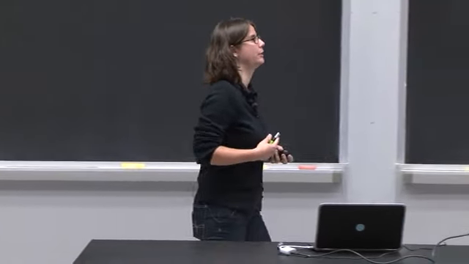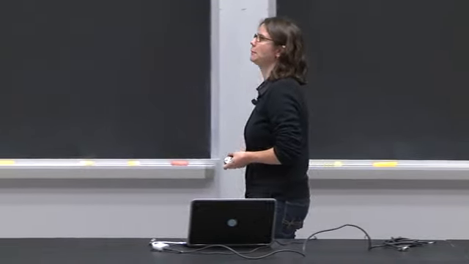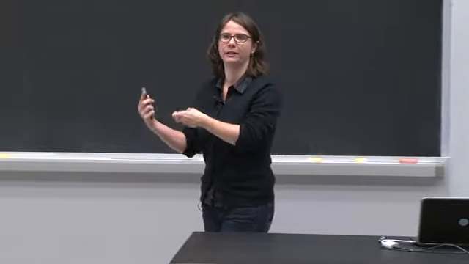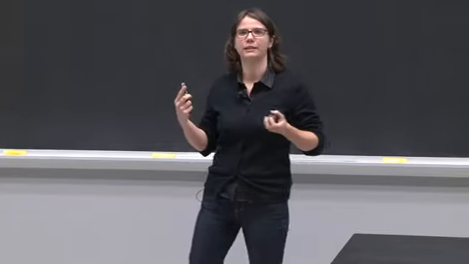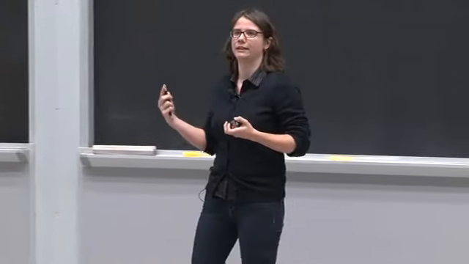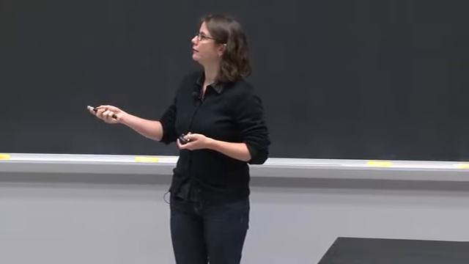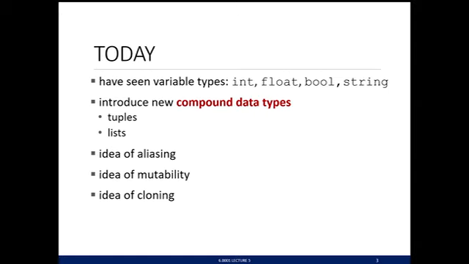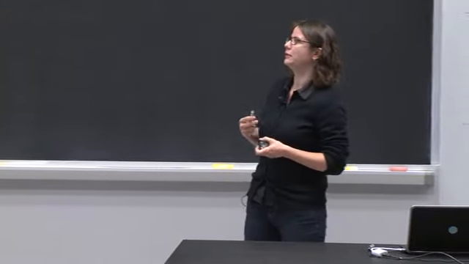So today, we're going to introduce two new data types. And they're called compound data types because they're actually data types that are made up of other data types, particularly ints, floats, booleans, and strings. And actually not just these, but other data types as well. So that's why they're called compound data types. So we're going to look at a new data type called a tuple, and a new data type called a list. And then we're going to talk about these ideas that come about specifically with lists. All right, so let's go right into tuples.